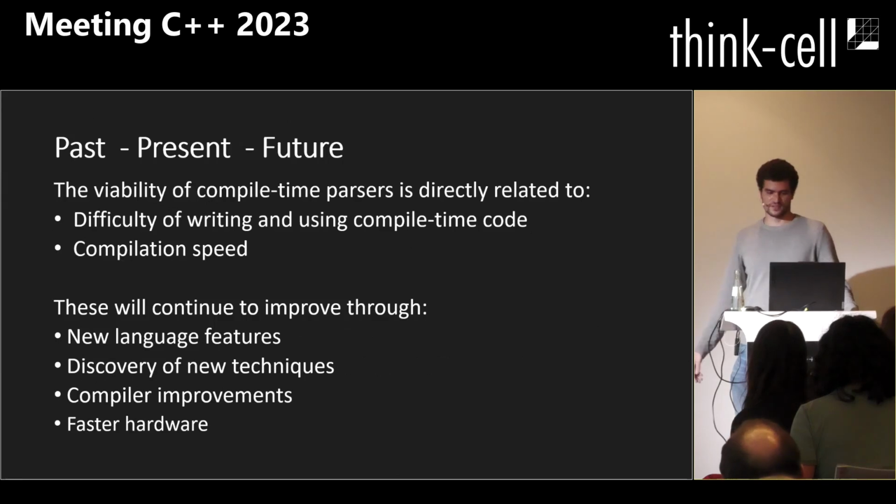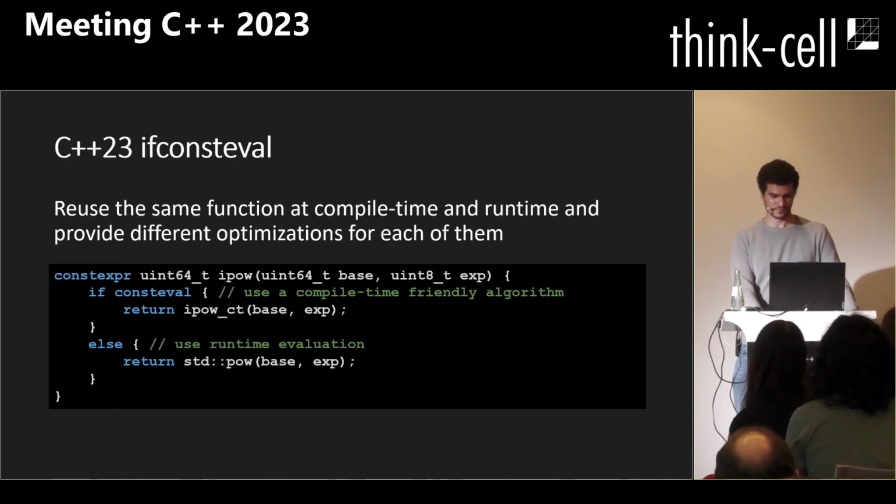Compile time parsers are not something new. They have been available in C++11, or arguably C++98. Their viability depends on the difficulty of writing and using compile time code and on compilation speed. Both have significantly improved over the years through language features, discovery of new techniques, compiler improvements, and faster hardware. And we can assume that they will continue to improve in the future.